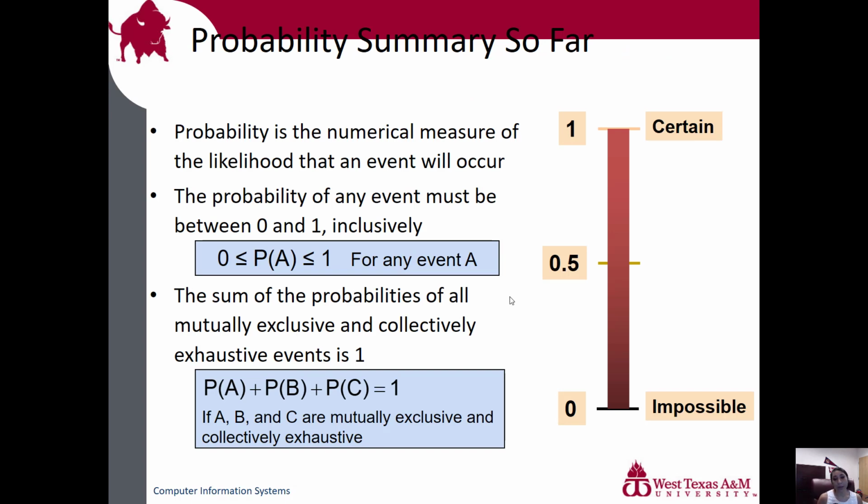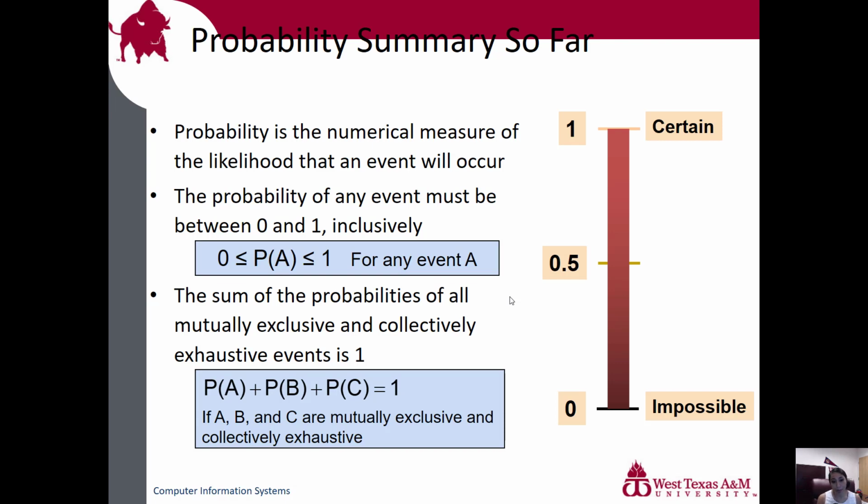And the probability summary so far: the probability is a numerical measure of the likelihood that an event will occur. And the probability of an event must be between 0 and 1, such that 0 means that it is an impossible event, it'll never happen, and a probability of 1 means that event is certain and for sure will happen.